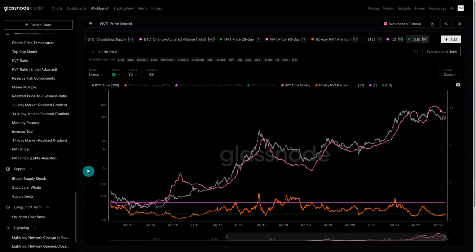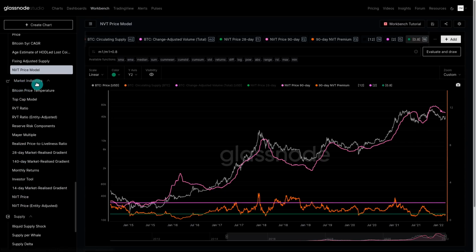And the very last model that we're going to look at is called the NVT Price Model. Now, you will find this in Workbench as a preset here under our market indicators.